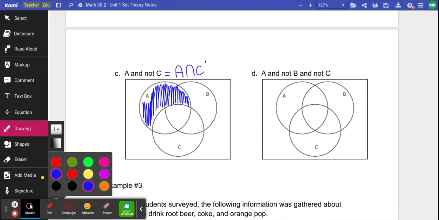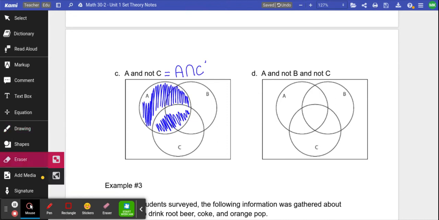Sometimes people are like, yeah, but you should shade down here, Miss Kennedy, because that section's in A. And while that's true, that section's in A, it's breaking our second rule, which is not in C. That section's in C. And means you have to be following both rules.